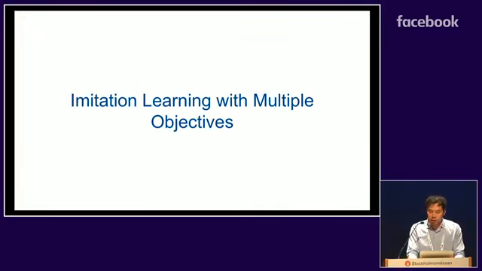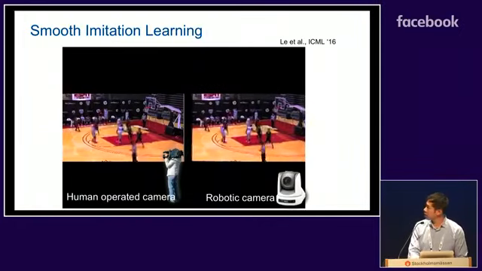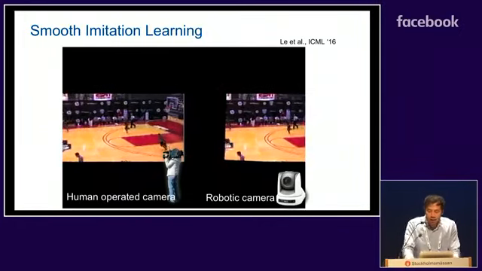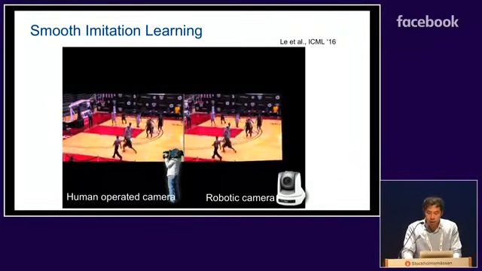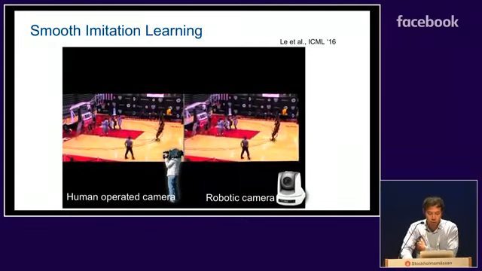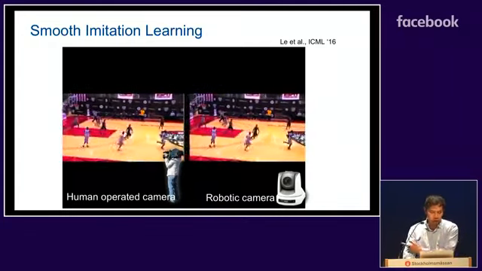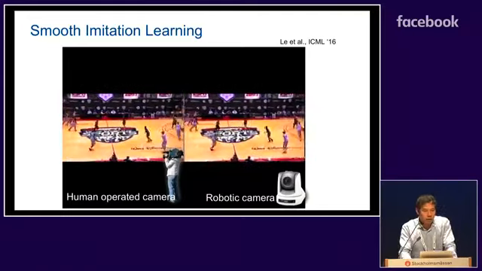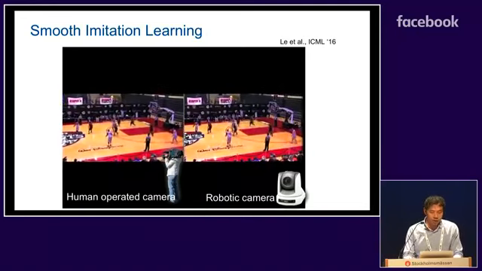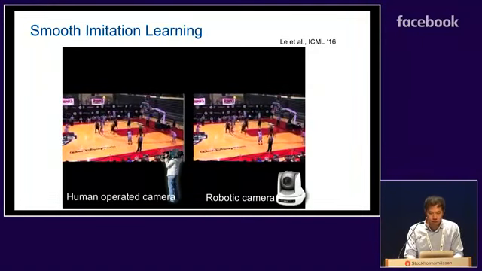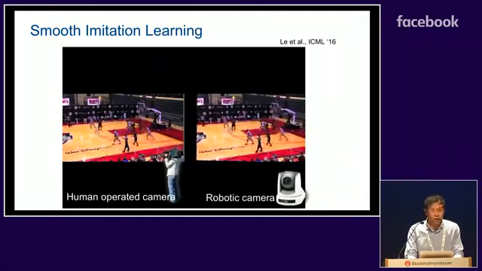So first, we have been talking about imitation accuracy as a key optimization objective. But there are settings where imitation accuracy alone is not sufficient. And here is a concrete example of what I mean. This is an application of our smooth imitation learning work from ICML 2016. On the left, you have a human filming an event, in this case a sport event. And the goal is to have an autonomous camera, as you can see on the right, learn from this type of demonstration to be able to film events autonomously in a human-like manner.